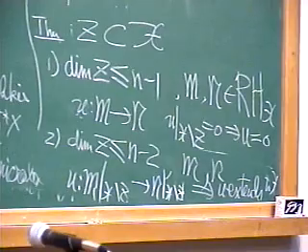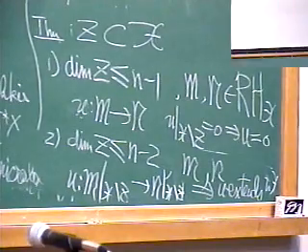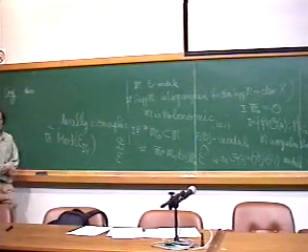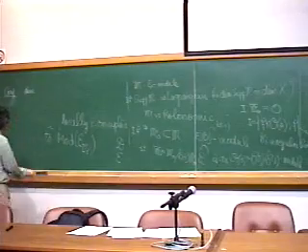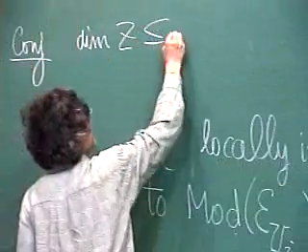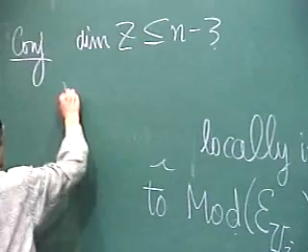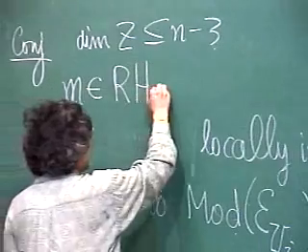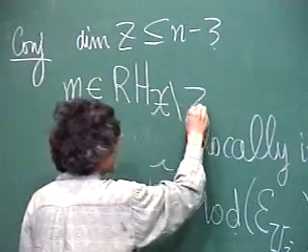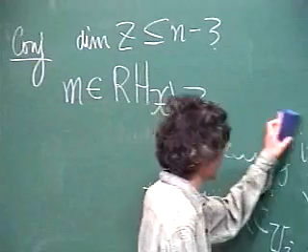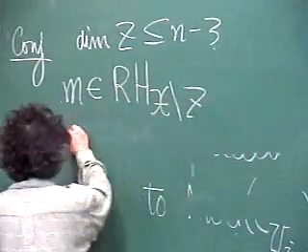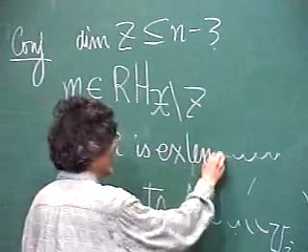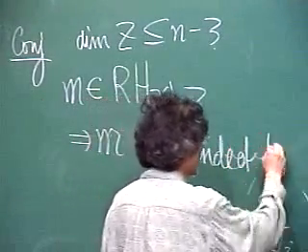And so now the conjecture is: assume now that, you can expect what I'm going to say, the dimension is less than n-3, and M is regular holonomic, given outside Z. Then M is extended to the whole X.